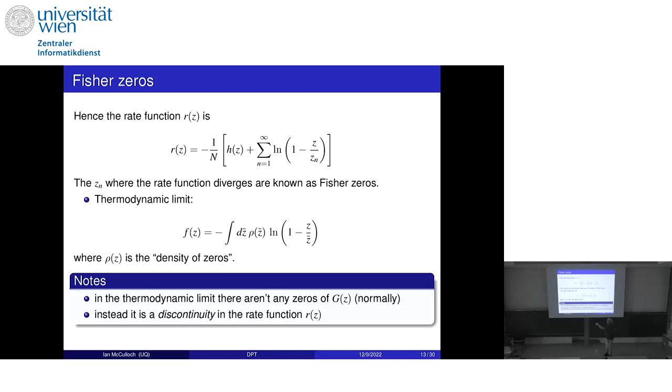Now a couple of notes to point out here, which really confused me when I started looking at this. I'm taking an overlap of two MPS. It's like an eigenvalue problem of this transfer matrix. That's basically never going to be zero. And that's true, actually. In the thermodynamic limit, there actually aren't any zeros of this G of z function normally. There are some special cases I'll talk about. But instead, we simply associate this with a discontinuity in my rate function, or in G itself.